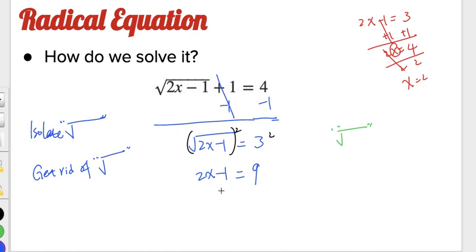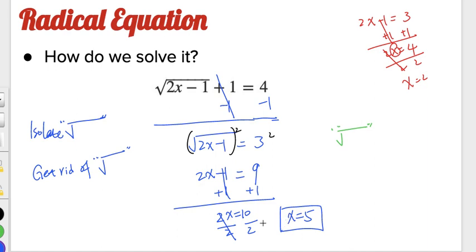So now we just solve like a regular equation. And finally, we need to get x by itself, so x equals 5. And that's it. That's how we solve it. But do not forget, it's always a good habit to check your answer. So how do we check it? We are going to plug the solution into the equation.